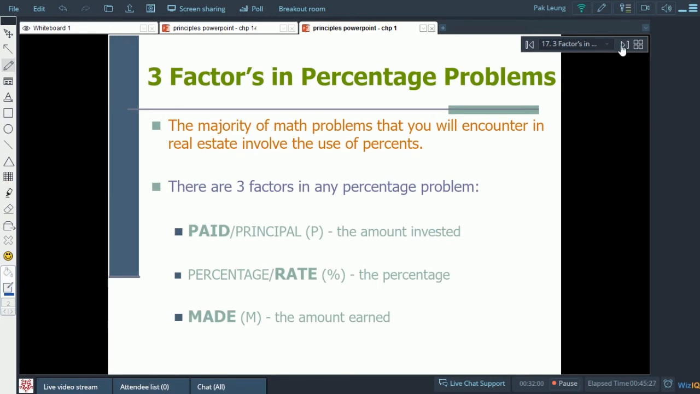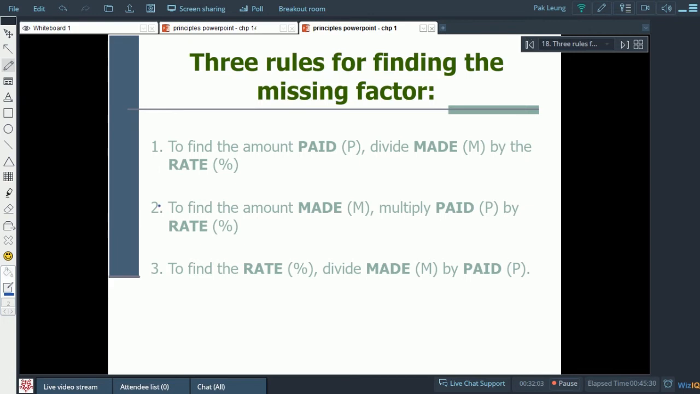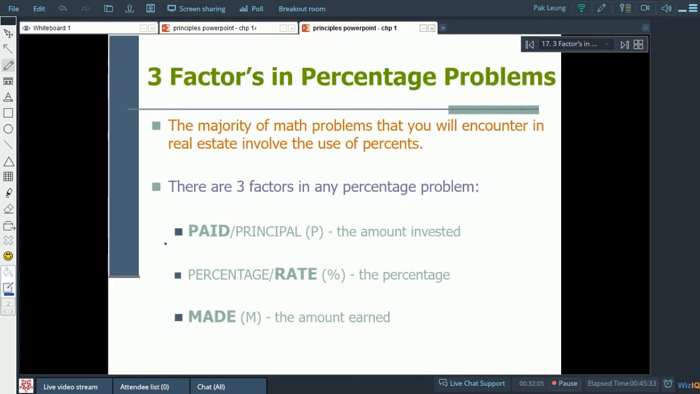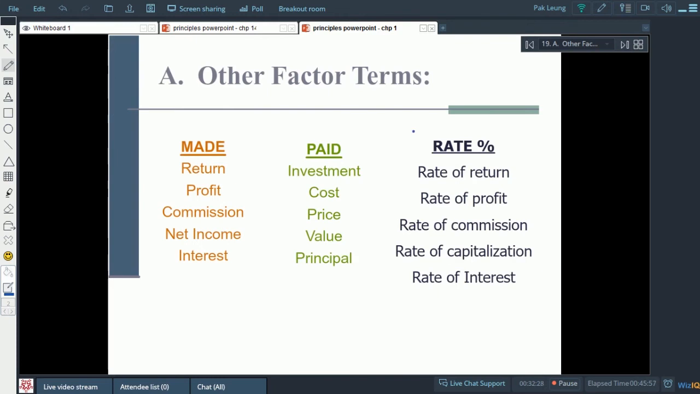Okay, percent problems. 这个100%的比例. It's very simple, there's a magic triangle. The things that you need to do is how much you pay, how much you invest. 你付多少钱，你的本是多少? And the percentage rate, 你的回报是多少? And how much money you made? 你赚多少钱? So these things are called differently.